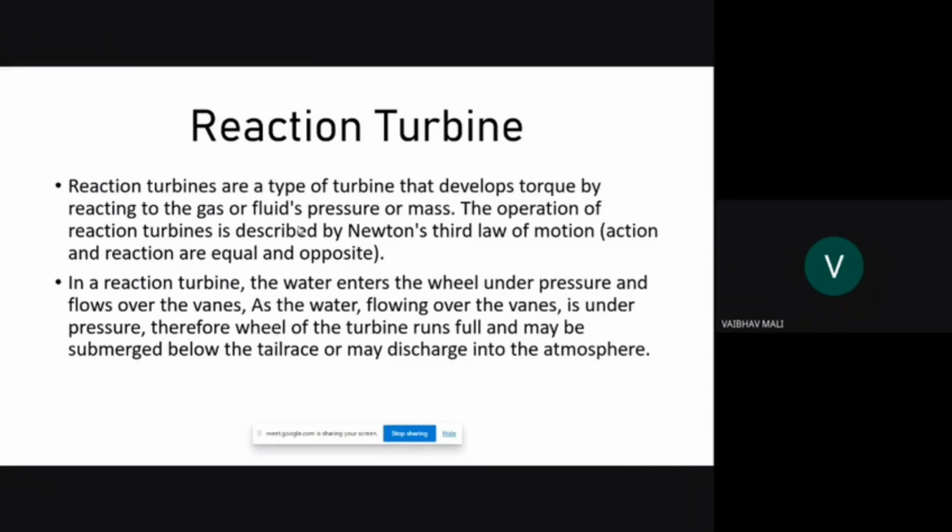Basically, in case of a reaction turbine, only a part of the total available head is converted into velocity head while passing over the fixed guide vanes before it enters the runner. Therefore, in the reaction turbine, the water enters the runner under pressure, having some velocity head.